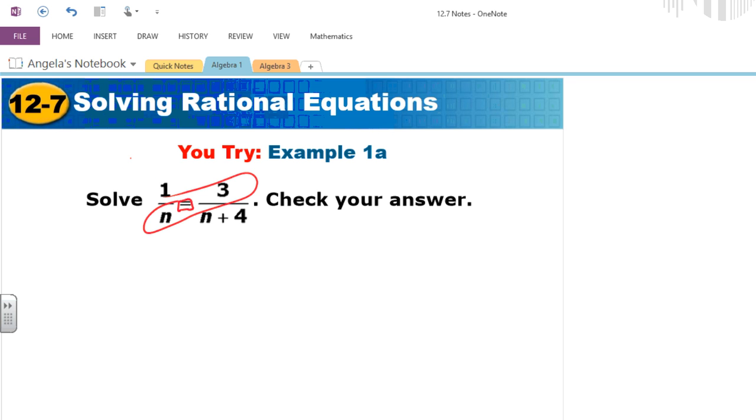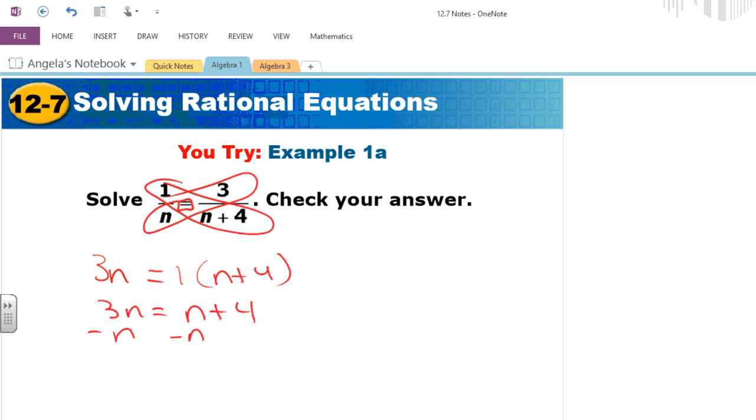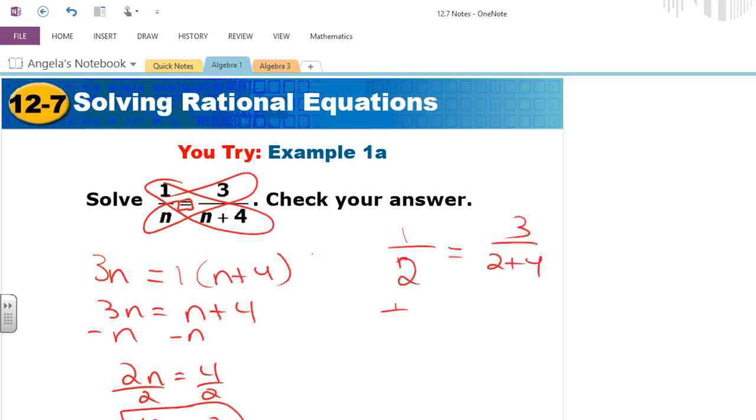So I'm going to take 3 times n, which is 3n, equals 1, and since the 1 does technically get distributed to the n plus 4, I mean 1 times anything is the other number, so we just have an n plus 4. I can move that n over, so I get 2n equals 4, divide by 2, and n is equal to 2. I should check my solution, so I'm going to plug 2 in for n: 1 over 2 equals 3 over 2 plus 4. I get 1 over 2 equals 3 over 6, and 3 over 6 is 1/2, so we're good.